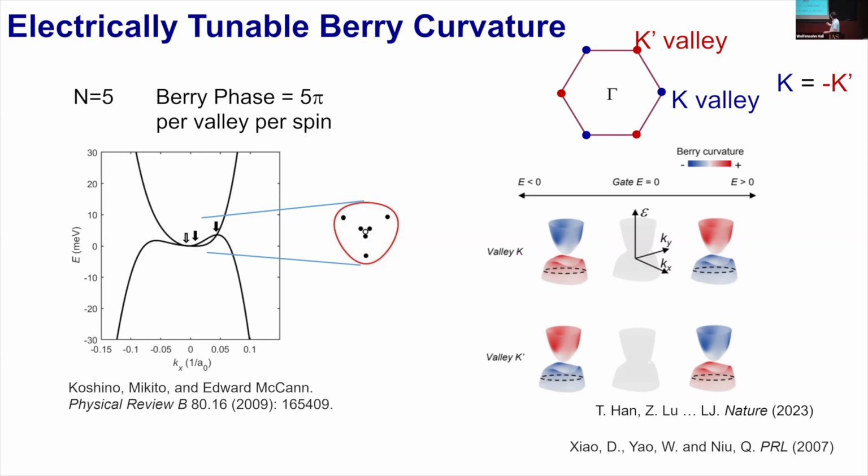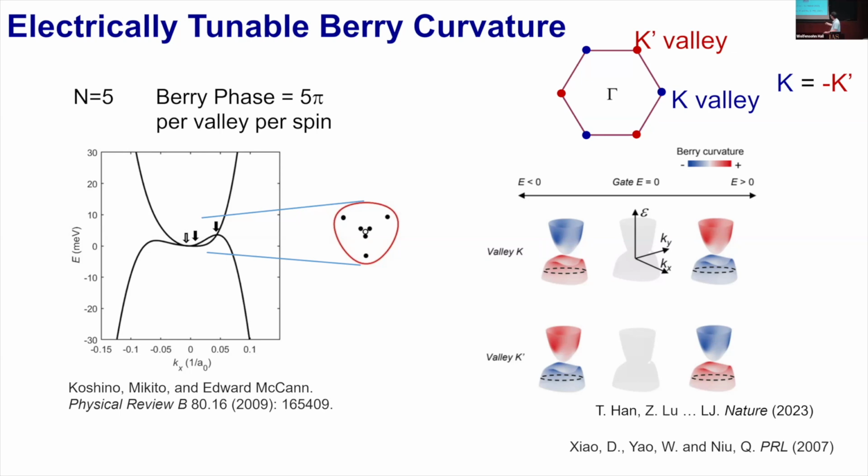For example, there are two valleys in the graphene lattice, so-called K and K prime valley. They are time reversal pairs of each other. If you fix the gate electric field, the two valleys will have opposite Berry curvature in the same band, because they are time reversal pairs. They have to cancel each other.